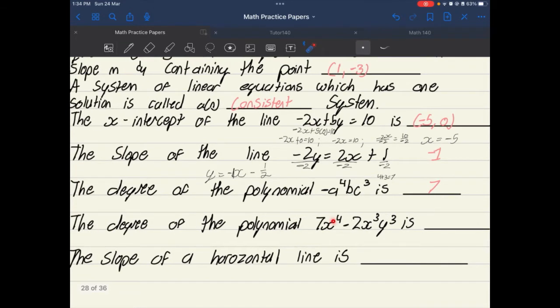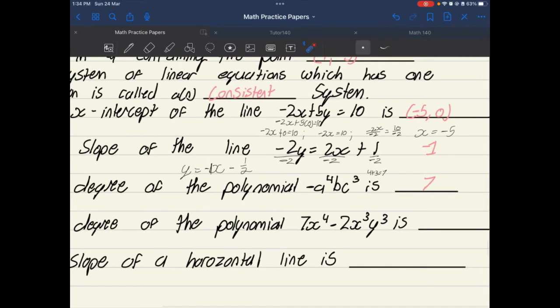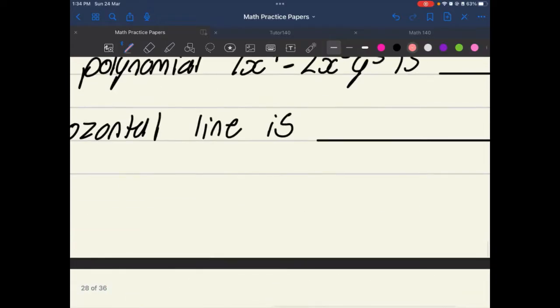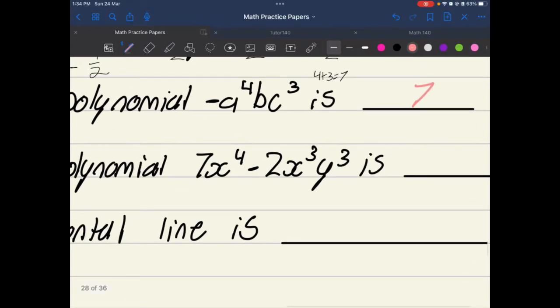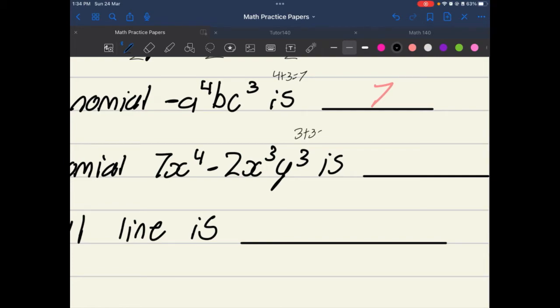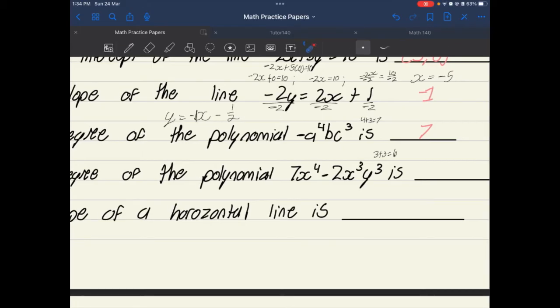The degree of the polynomial 7x to the power 4 minus 2x cubed y cubed is... Okay, so we're looking for the term with the highest degree. The degree of this term is 4. What's the degree of this term? It would be 3 plus 3, which is equal to 6. The degree of the polynomial will be the highest degree of all the terms, which is 6.